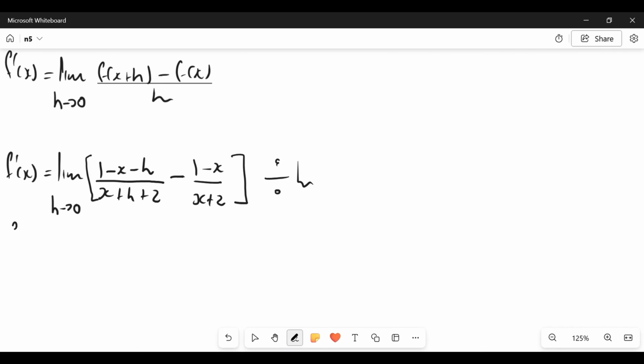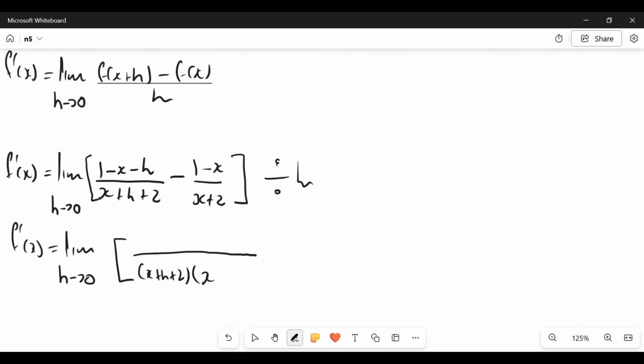Now let's continue. f prime of x is equal to the limit as h approaches 0. So we need to find our LCD there. Our LCD is going to be x plus h plus 2 multiplied by x plus 2. The product of these is actually our LCD. You just multiply these two there.